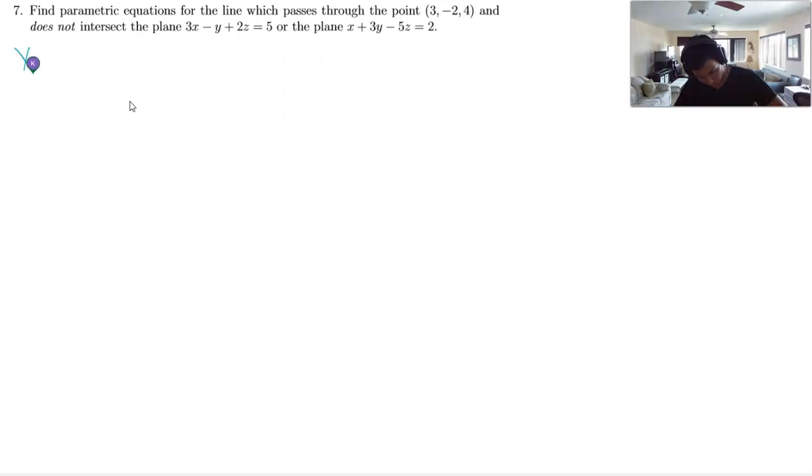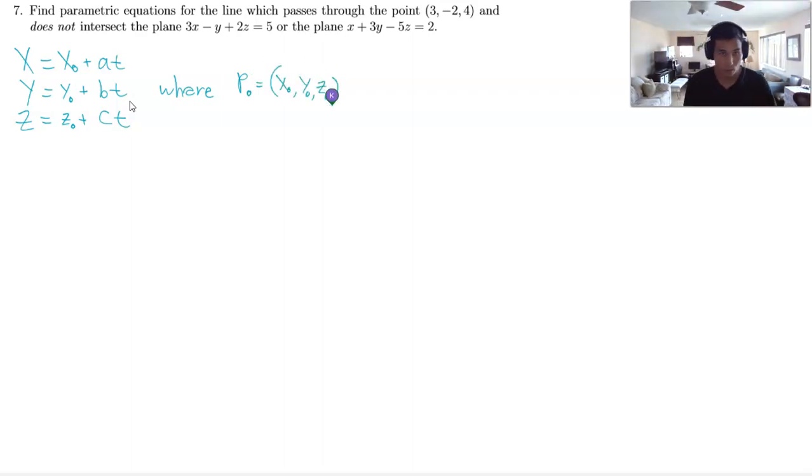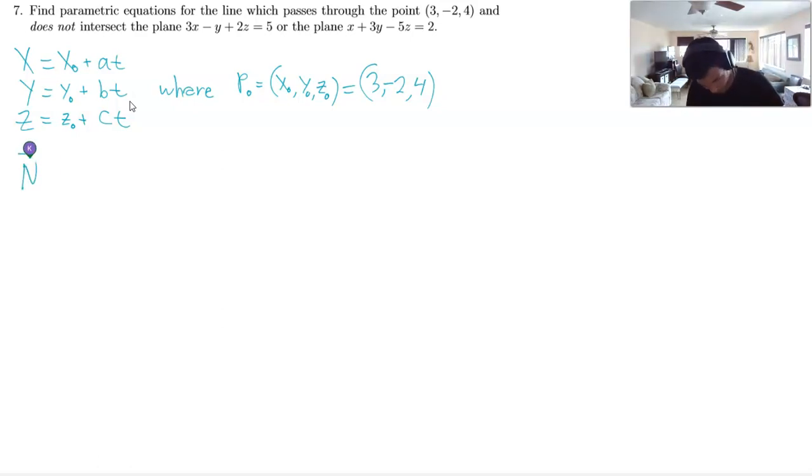So we know x, y, z are equal to x0 plus at, y0 plus bt, and z0 plus ct, where P0 is equal to (x0, y0, z0), which is just our initial point that's given in this case as (3, -2, 4). So we're almost already done. Then A, B, C, we call that normal vector n, which is (A, B, C).